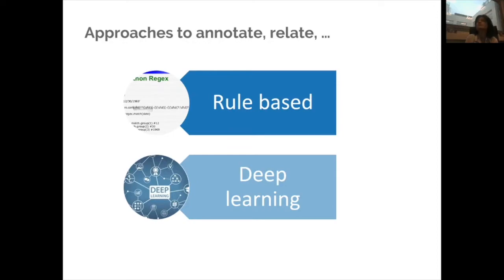So which are the approaches that we have in order to annotate, to relate, to do all this process that we are mentioning? On the one hand, we have the rule-based methods, which have always shown to be very interesting. What is the main thing that we have with rule-based?